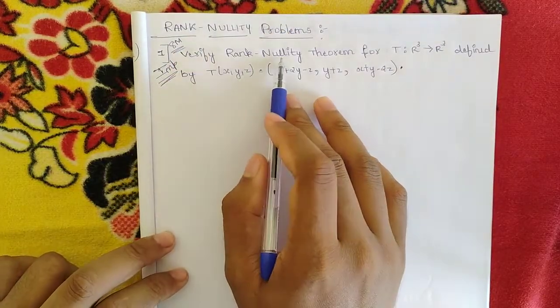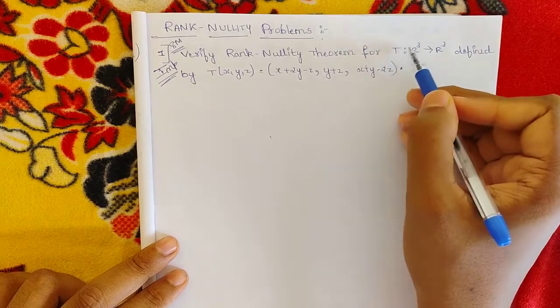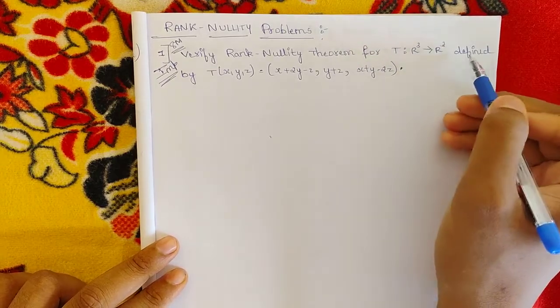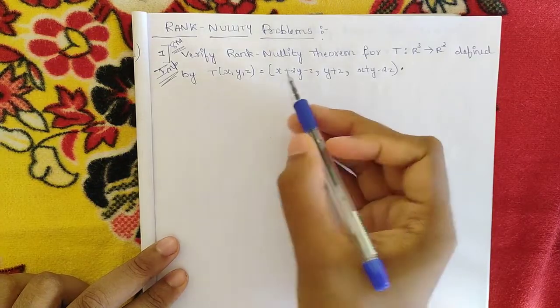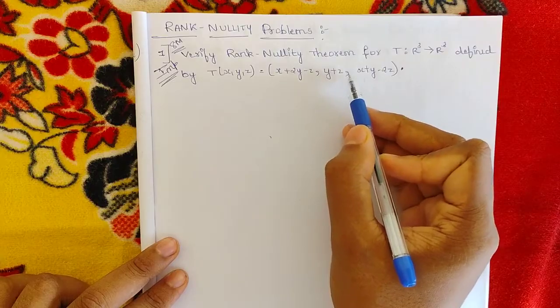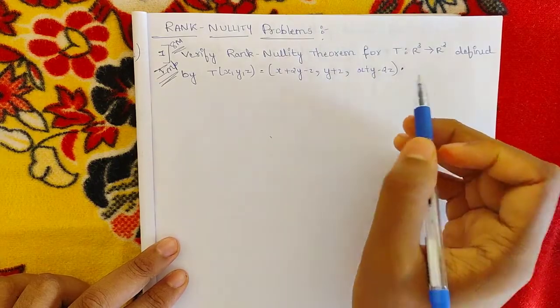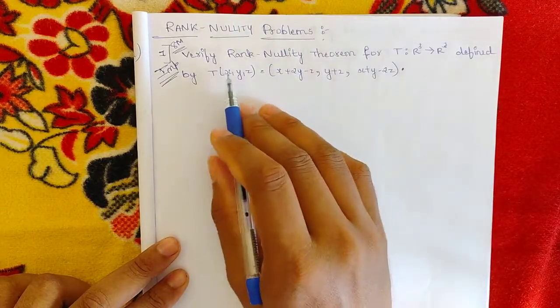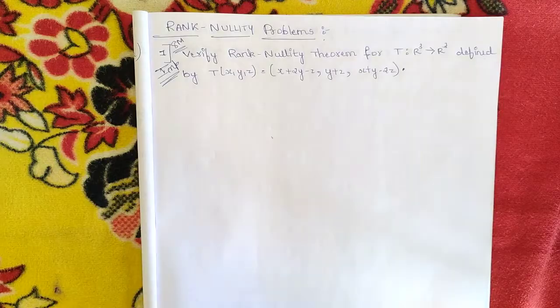Verify the rank nullity theorem for the transformation T from R cube to R cube, defined by T of (x, y, z) equal to (x plus 2y minus z, y plus z, x plus y minus 2z). So this is the given condition, and we are asked to verify the rank nullity theorem.